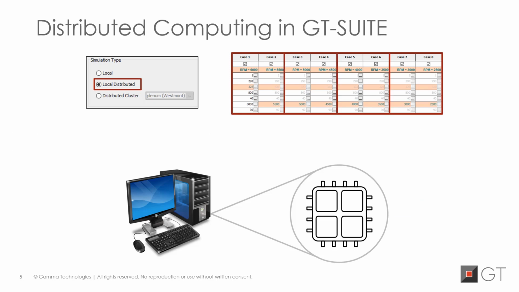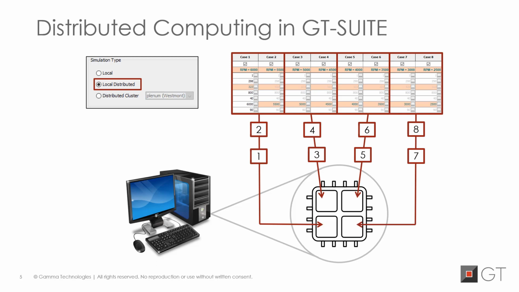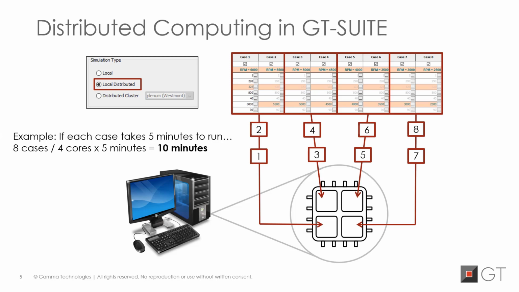Now let's say that we want to speed up the runtime of the simulation. The next option we have available is local distributed. This option still runs on our local machine, but if, for example, we had a quad-core CPU in our computer, we would have the ability to split up the cases of our model across these 4 cores and run them in parallel. Going back to our example, if we split the 8 cases across 4 cores, it would run in 10 minutes instead of the 40 minutes using the local serial solver.